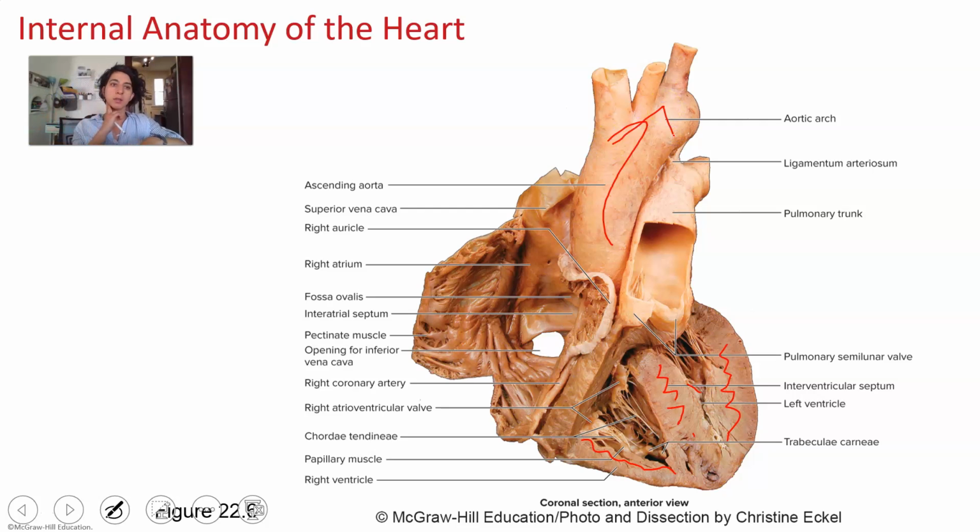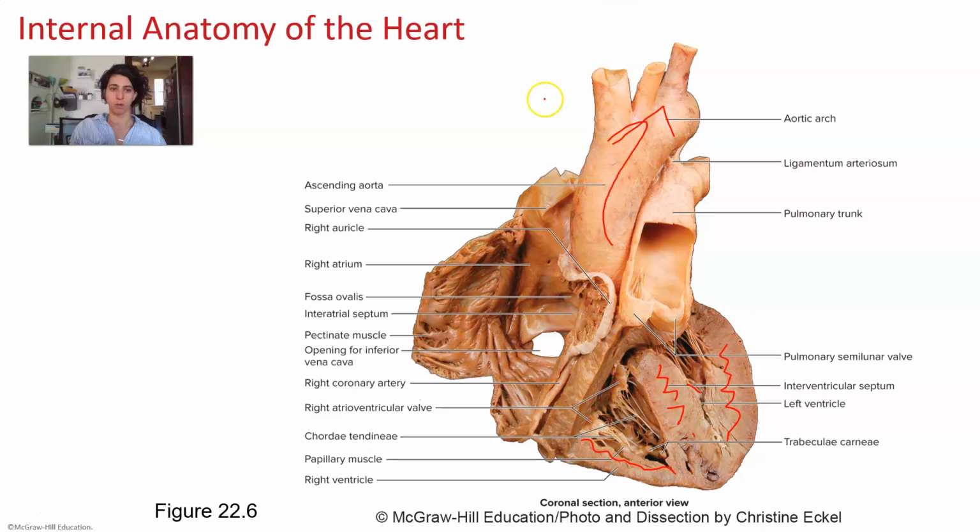Put your fingers right here on the side of your neck. You should be able to feel your carotid pulse right here. All right, so that is the force generated from that left side of the heart. So the major anatomical difference internally between the left and right side is that much thicker myocardium in the left ventricle.